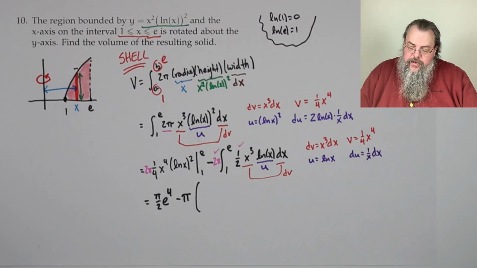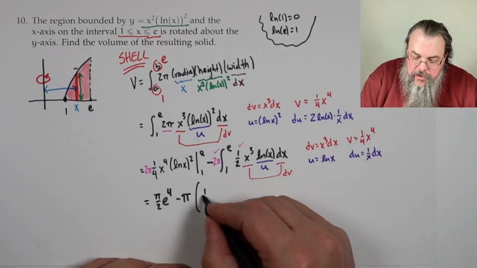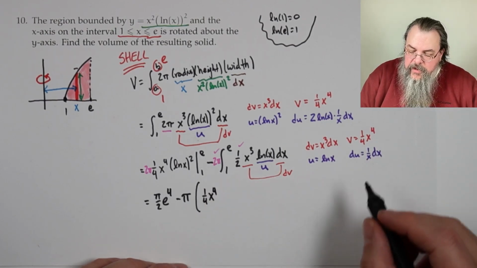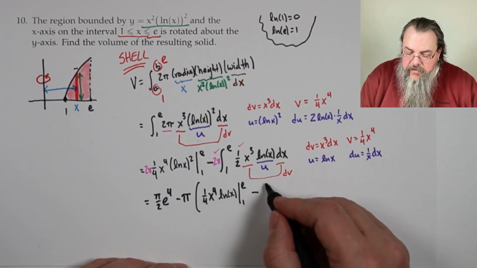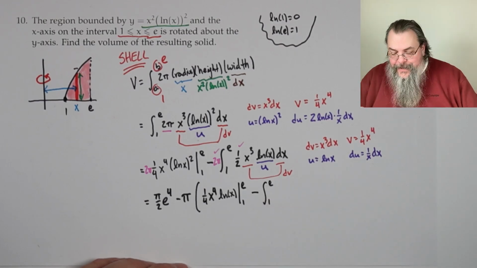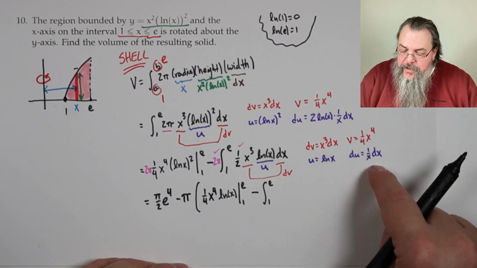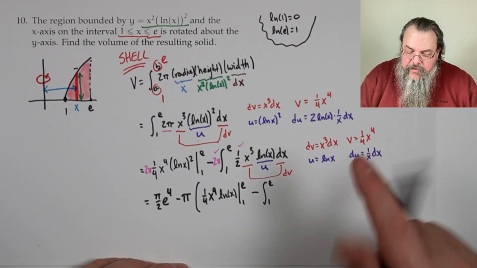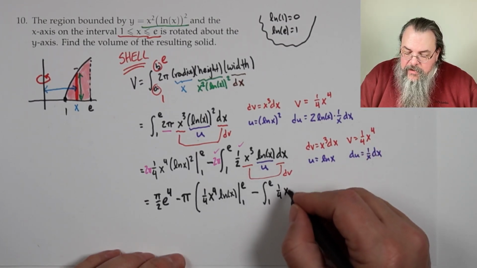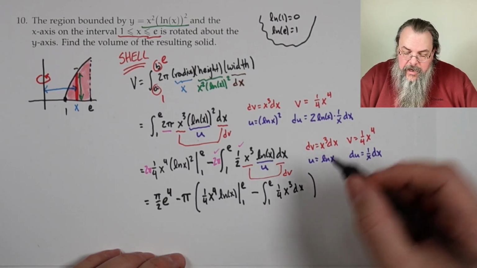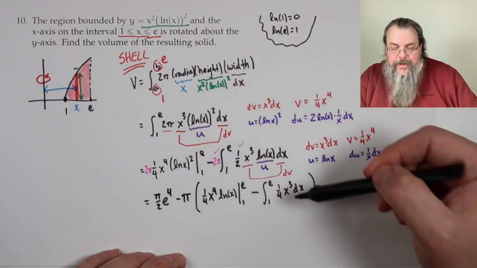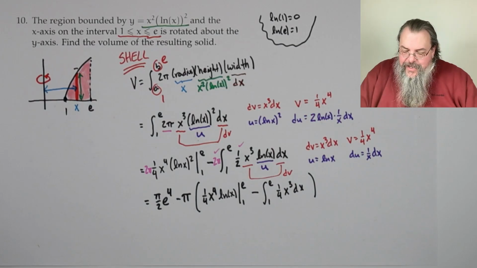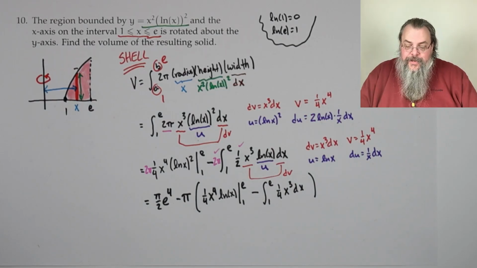Okay, so what do we have? Well, we have our uv, 1/4 x to the 4th times natural log of x, evaluated from 1 to e, minus the integral, bounds are still there, definite integral, of v du. So 1/4 x to the 4th times 1/x. So that's a 1/4 x cubed. And see how we went log of x squared, log of x, no logs. So every time we did integration by parts, we got simpler and simpler. And that's a good sign. It's a sign we're doing things well.